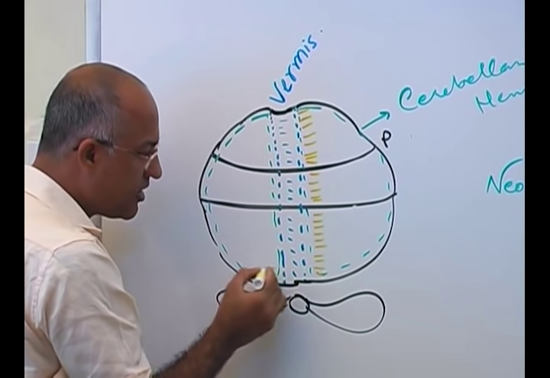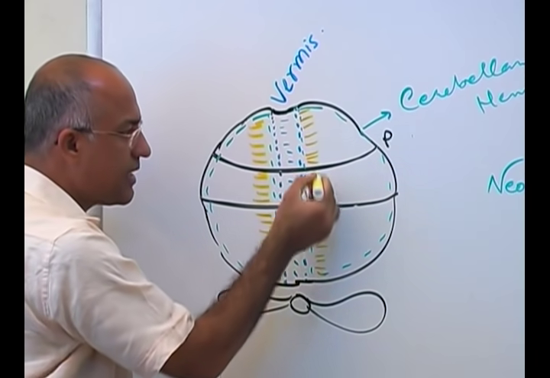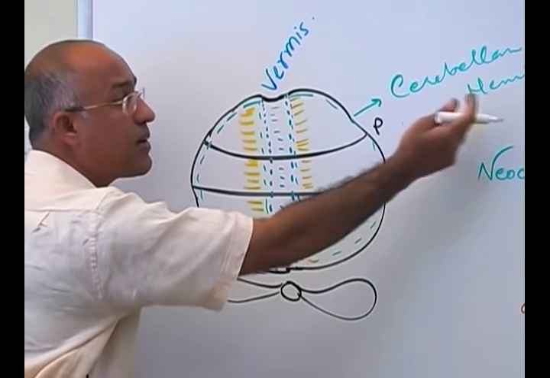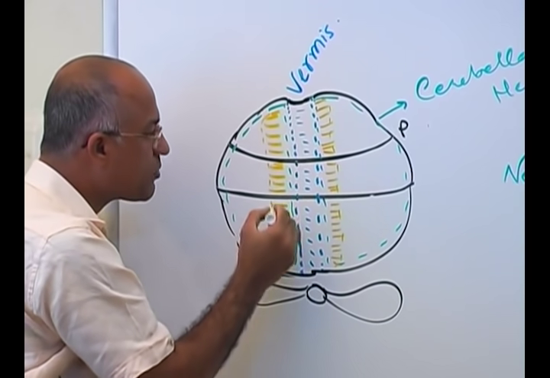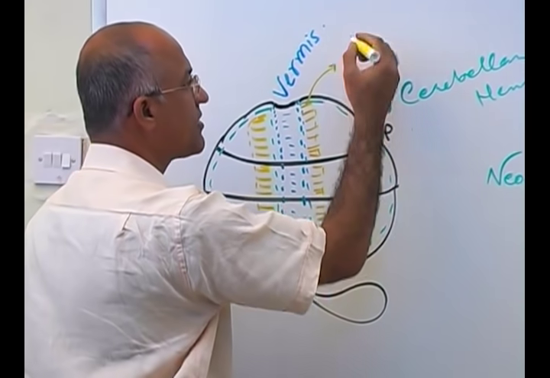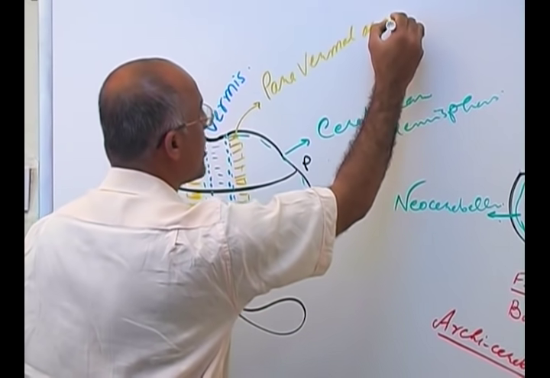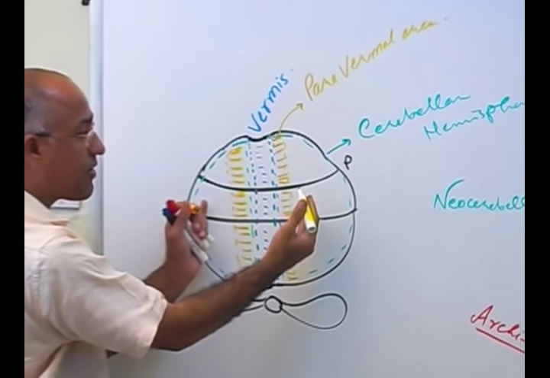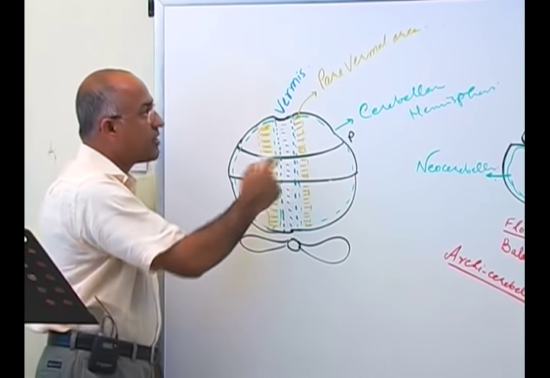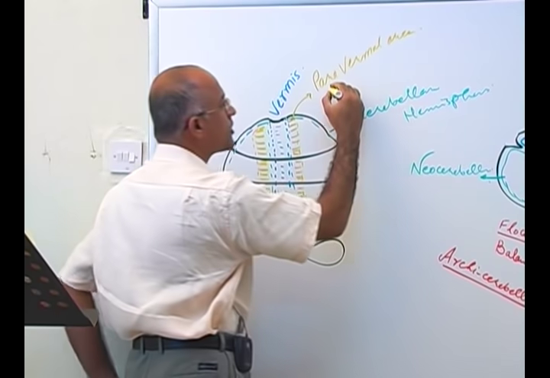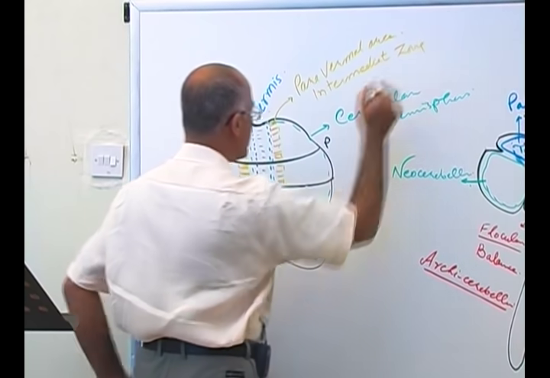right? This yellow area which is just flanking on the side of the vermis, right? This area is the part of cerebellar hemisphere, but because this area has some special functions, it has been given a special name, and that name is paravermal area. But remember, paravermal area is on the side of the vermis, but it is itself the part of the cerebellar hemisphere, right? The other name for the same area is intermediate zone. So is that right?